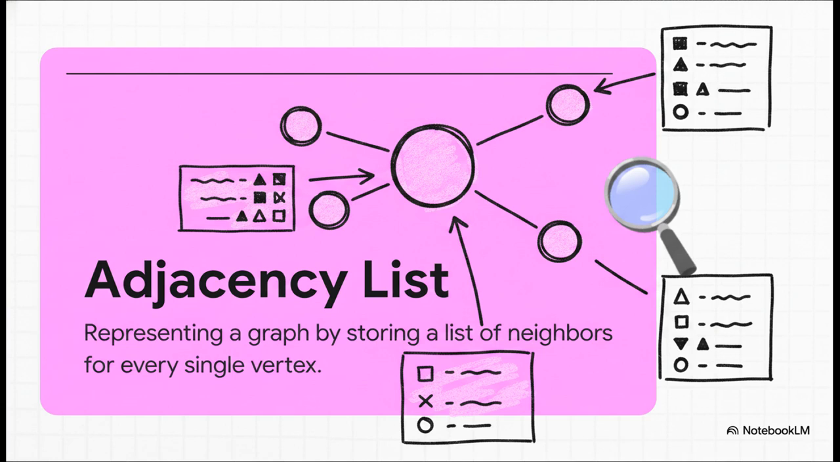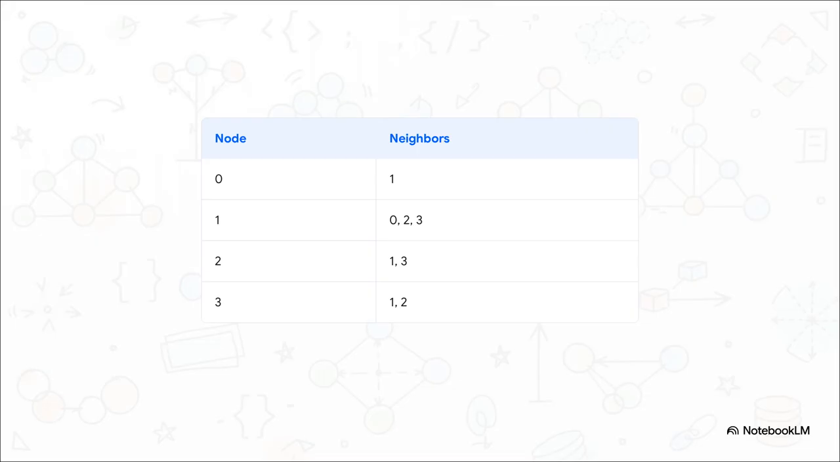We just go through every single vertex in our graph and record a literal list of its direct neighbors. Let's map it out. If we examine vertex 1, we look at the edges and see, okay, it directly connects to vertex 0, vertex 2, and vertex 3. Boom, we just mapped this out for the whole network. Vertex 0 only connects to 1. Vertex 2 connects to 1 and 3. By doing this systematically, we capture the complete geometry of the graph right inside a simple table.